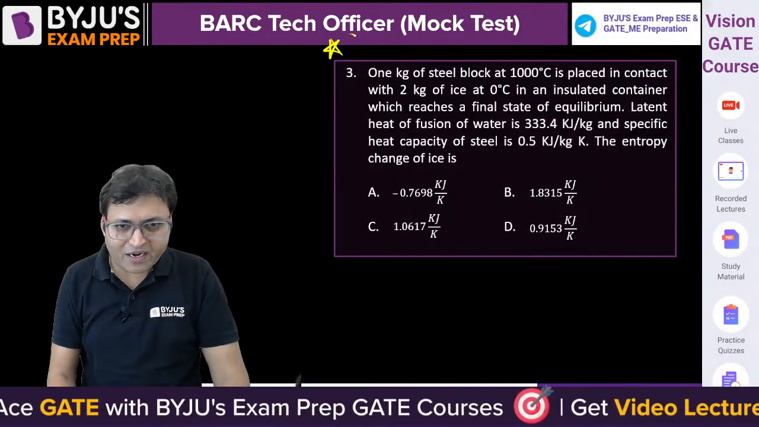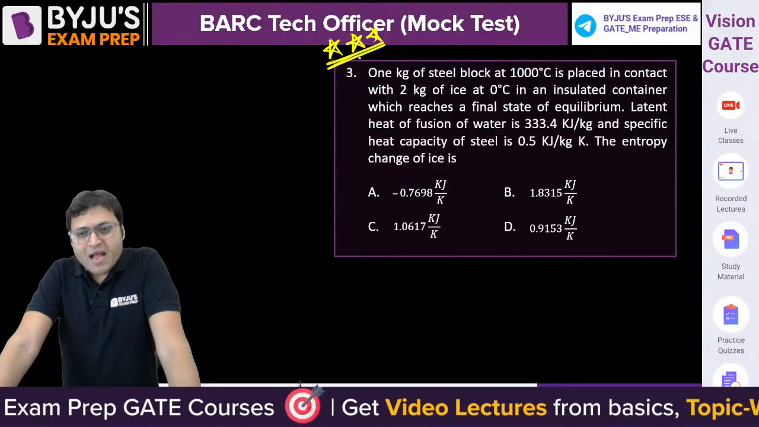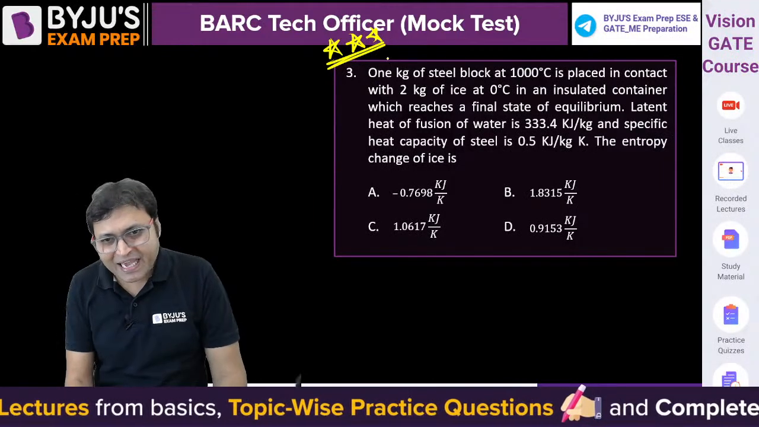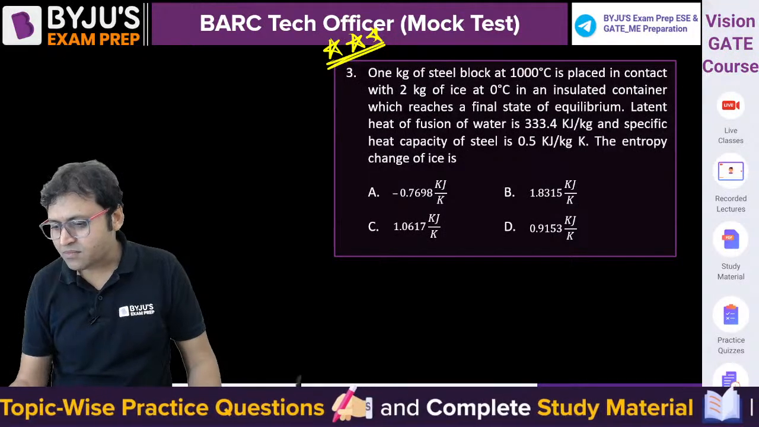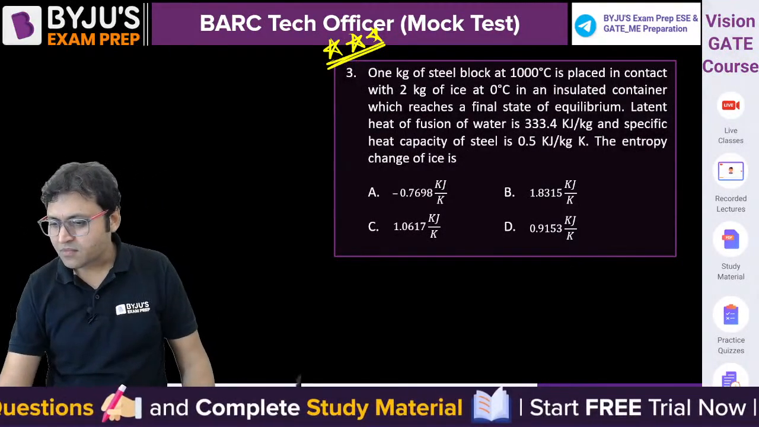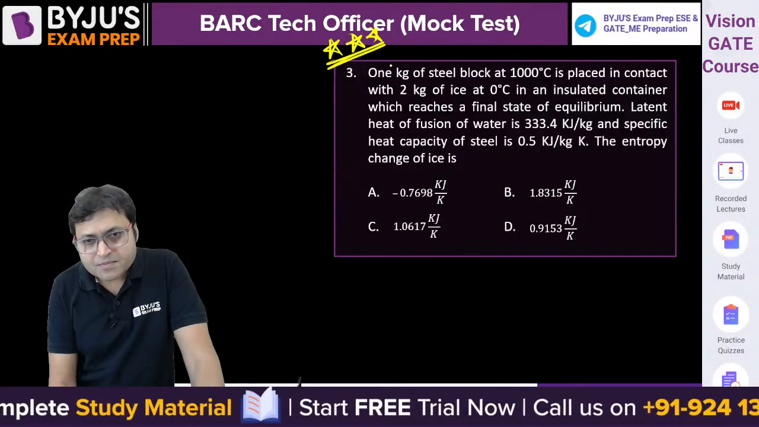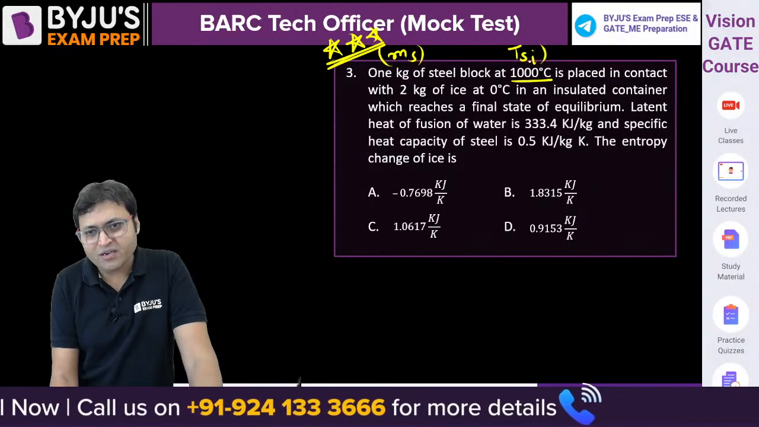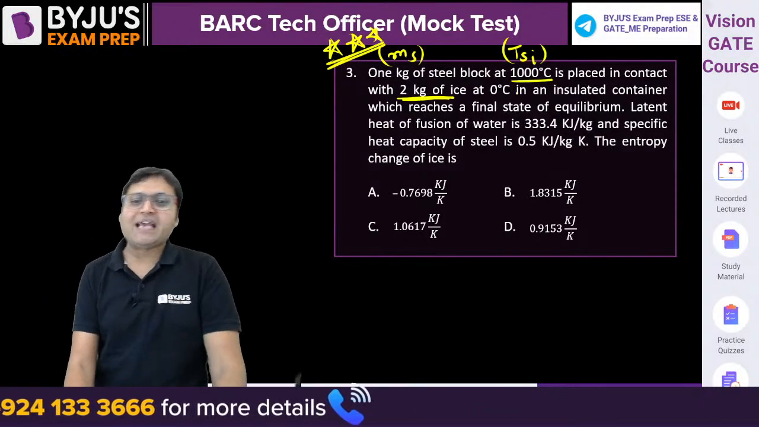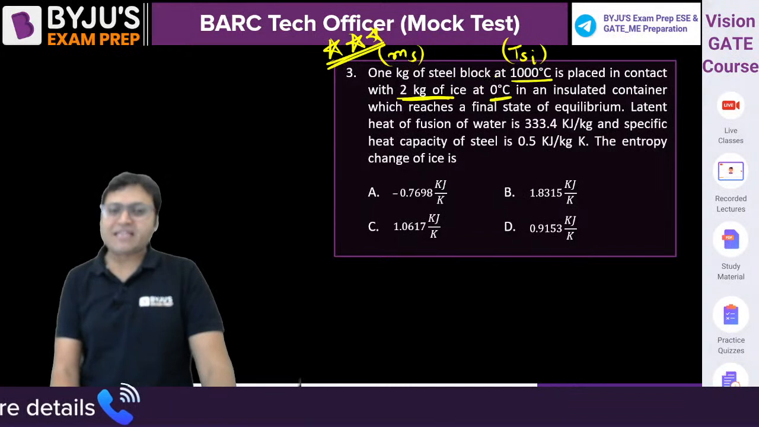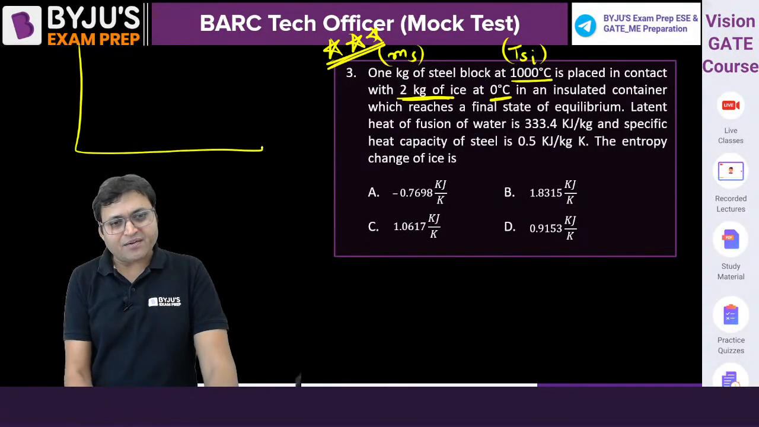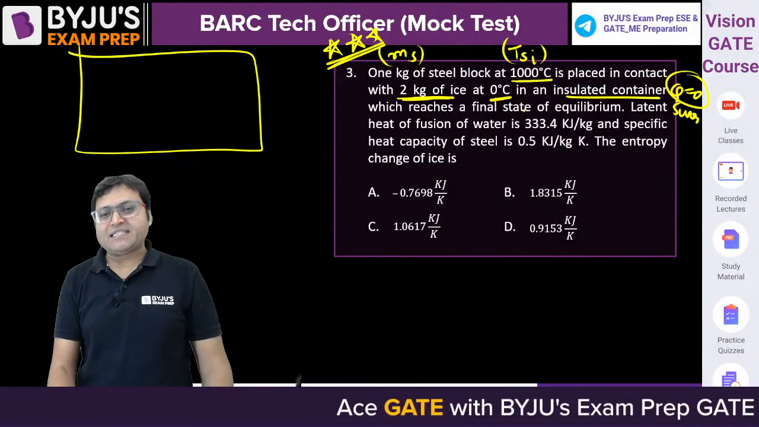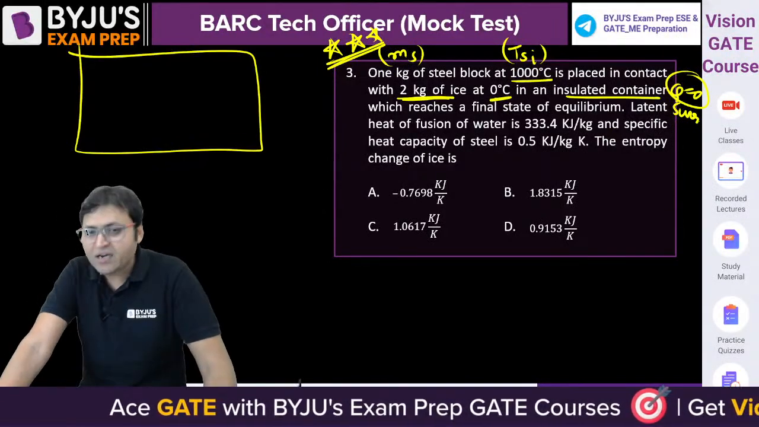Question number 3 is a wonderful question actually. From the entropy chapter in basic thermodynamics, the question says: a 1 kg steel block, with initial temperature 1000 degrees Celsius, is placed in contact with 2 kg of ice at 0 degrees Celsius in an insulated container. Insulated container means Q is equal to 0. There is no heat loss to the surrounding, and the system reaches a final state of equilibrium. Both the steel block and the ice will reach the final equilibrium state.